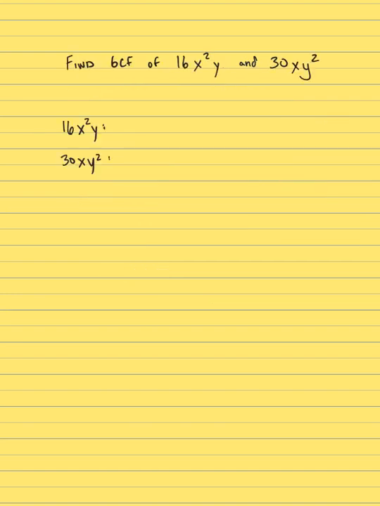Okay, so let's say we had to find the GCF of 16x squared y and 30xy squared. These are just monomials. Don't let the variables frighten you. You may or may not know how to factor the numbers in your head. If you don't, take the factor tree, 4 times 4, and then each one of these is 2, 2, 2, 2. So for 16x squared y, that's going to be 2 times 2 times 2 times 2.